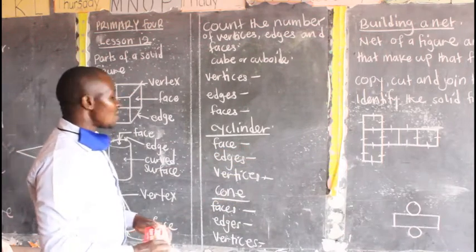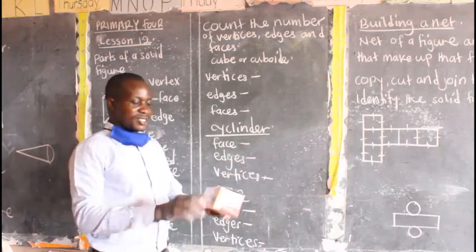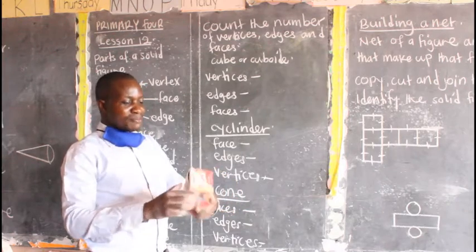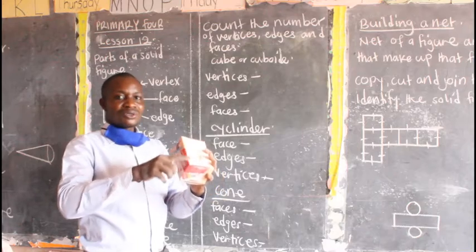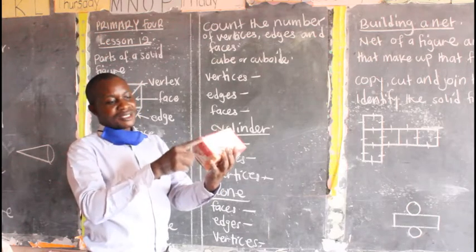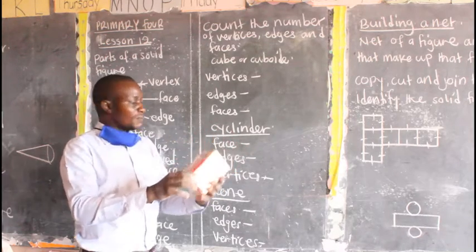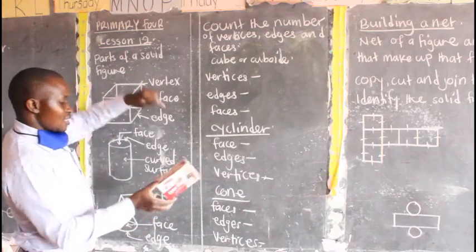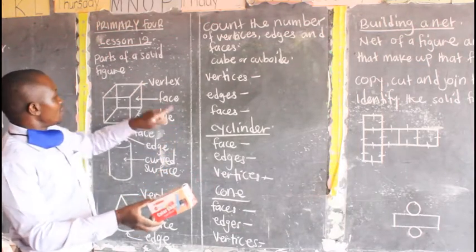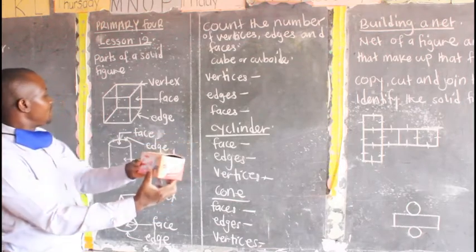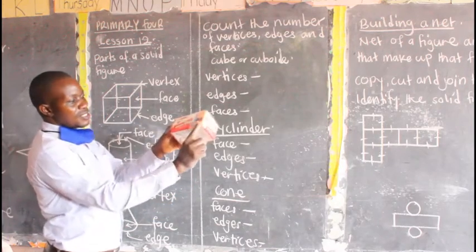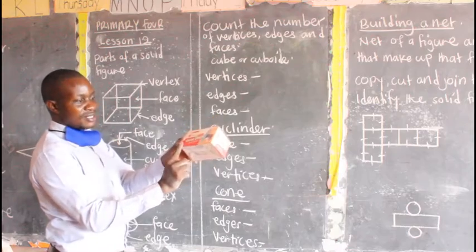Then we also have what we call edge. Edge is this part here. This one here is what we call edge. This part is the edge. So this is the vertex. This one, face. This part, the edge. This is the edge.